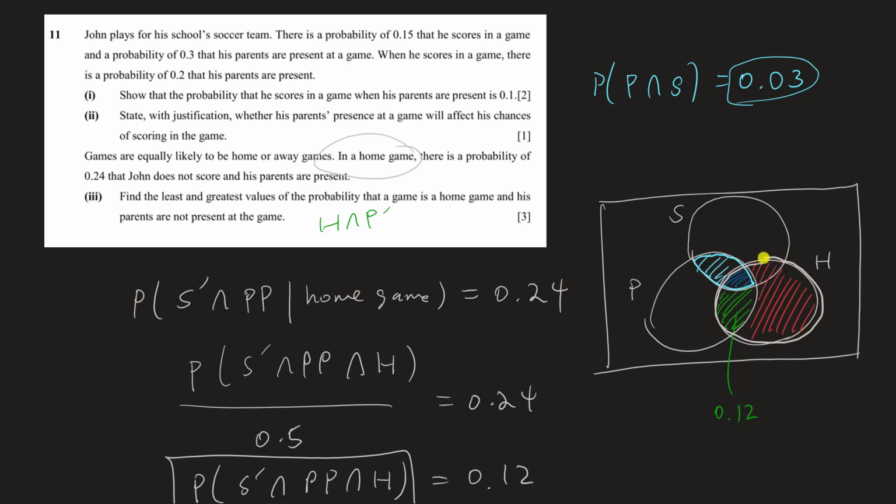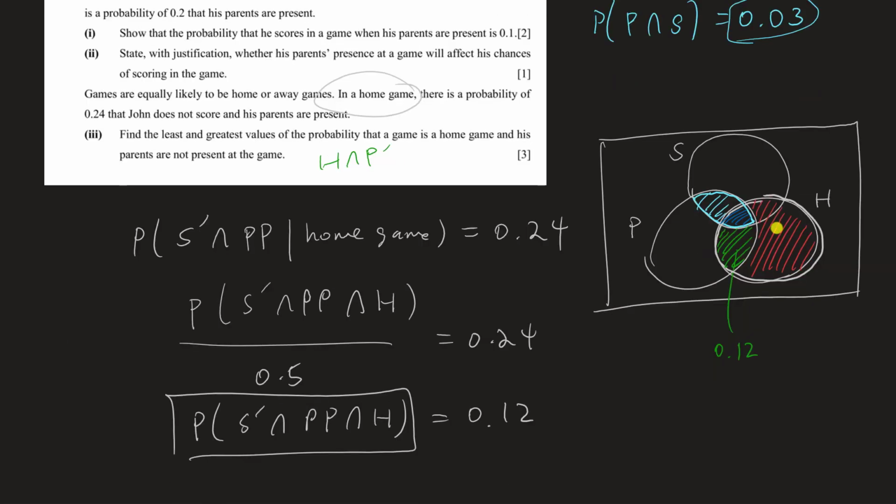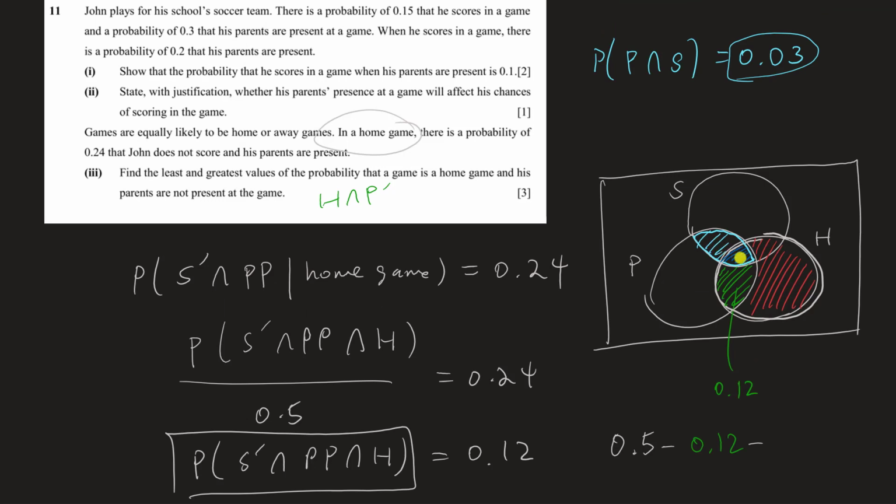My job is to find the red color piece. To find the red color piece, it will be 0.5 minus away this fixed number, 0.12, and then minus away the blue color piece. This light blue and dark blue together is 0.03. I can split it in many ways. Then the best case scenario, everything will be in the dark blue. In other words, this is 0 and this is 0.03. I can also flip it around. This is 0 and this is 0.03.